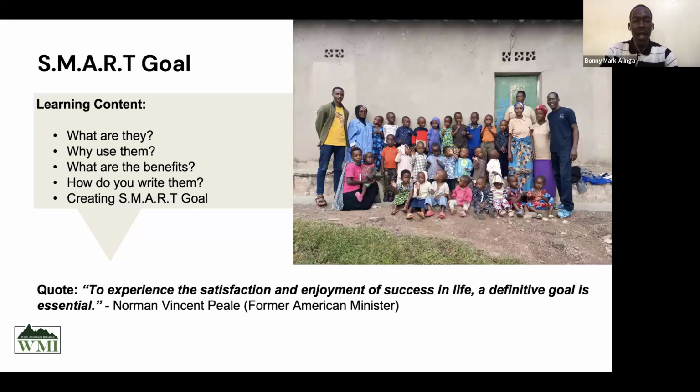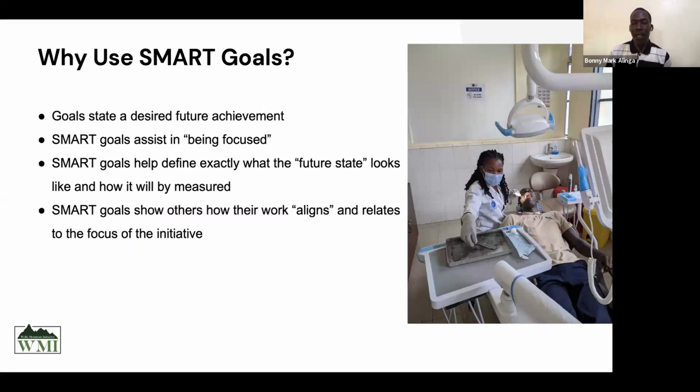I'd like to start with a quote from one of the former ministers, the American minister Norman Vincent Peale, who said, to experience the satisfaction and enjoyment of success in life, it's about having a definite goal, which is essential to getting you into that enjoyment. So one thing that gets us into that satisfaction and enjoyment of success in life is the SMART goal. And if we have the SMART goal, we'll have the opportunity to look back and say, this was what I expected, and I have accomplished this much.